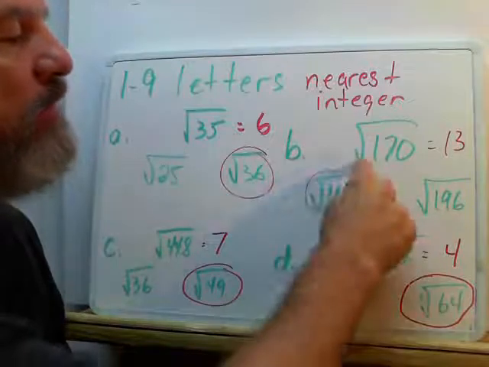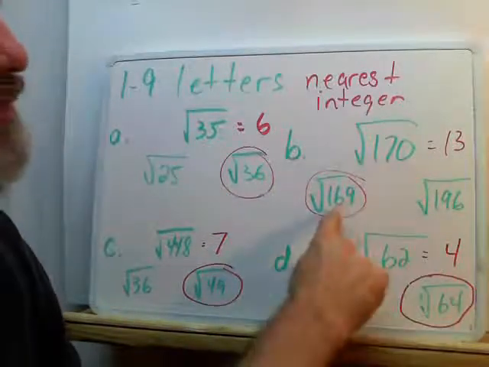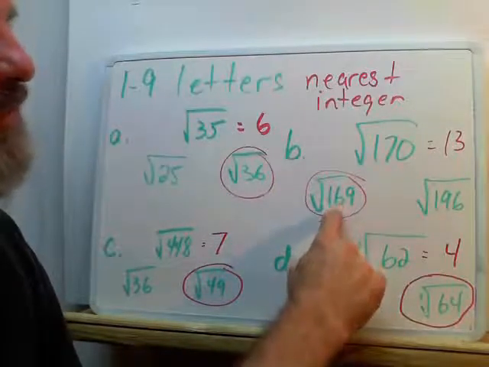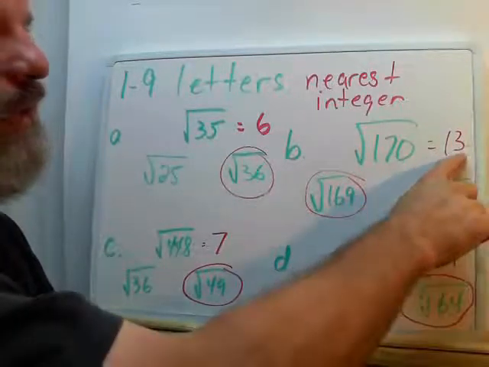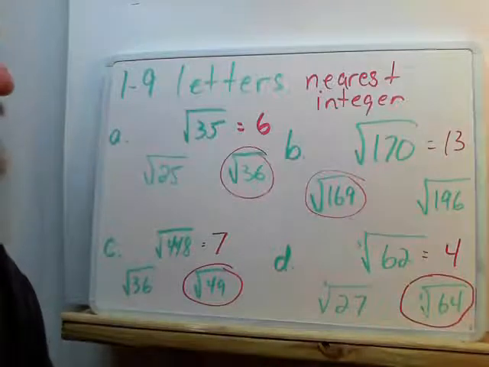Letter B, we have the square root of 170. We go below, square root of 169, that's 13. The square root of 196 is 14. We're much closer here, so our answer is 13.